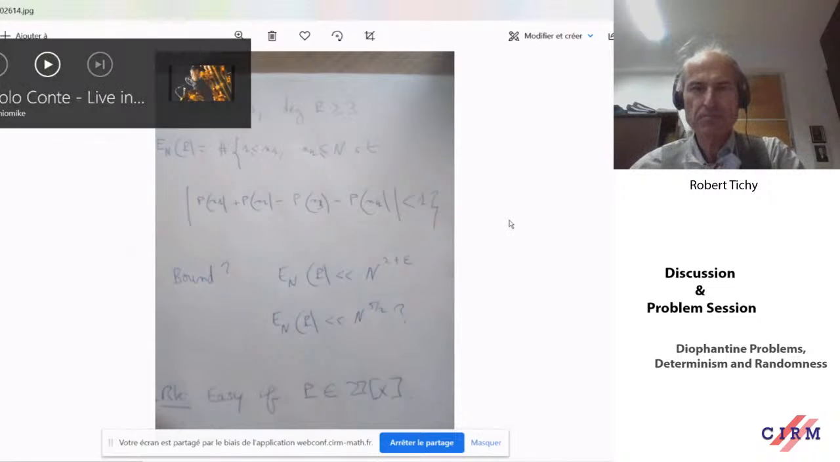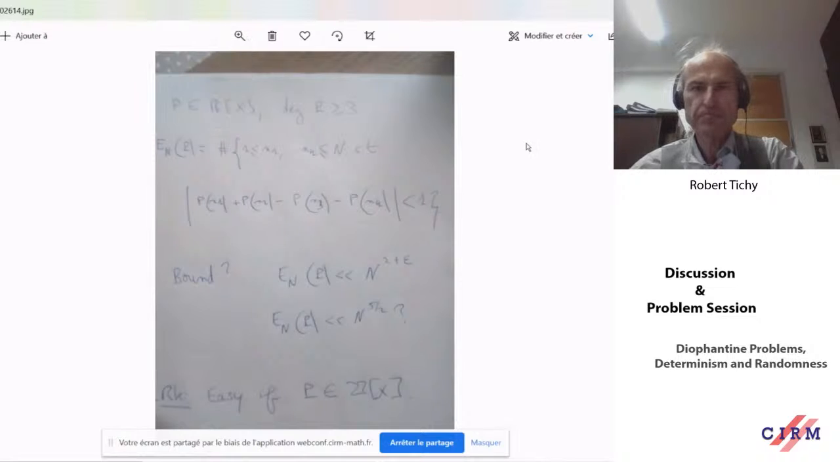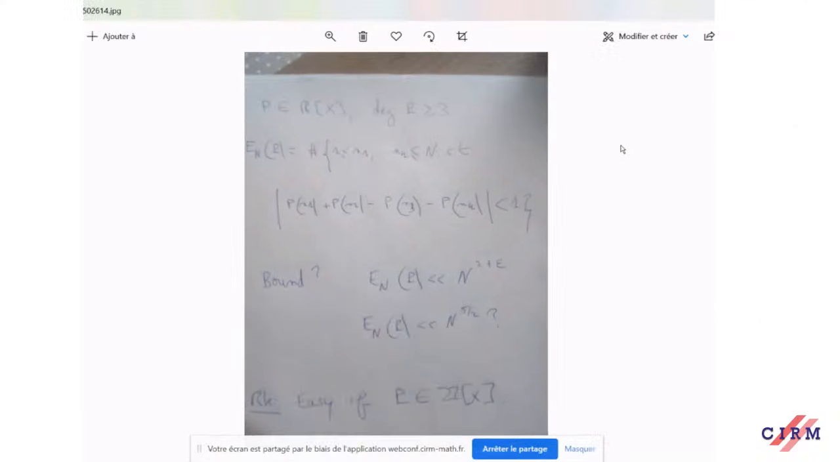Okay, so it's a very simple problem. You take a polynomial with real coefficients of degree bigger than 3. And you want to count the solutions, which is a kind of energy. So you count P(n1) + P(n2) - P(n3) - P(n4) very small, so smaller than 1. And you count all the solutions when you take the first n values.